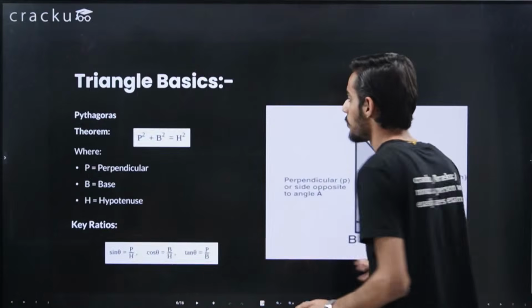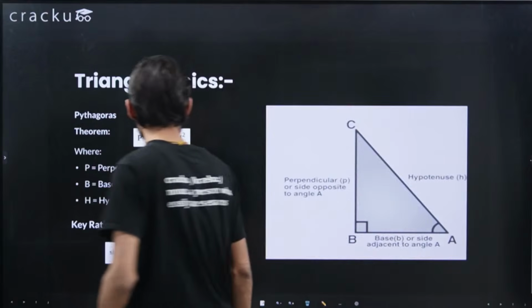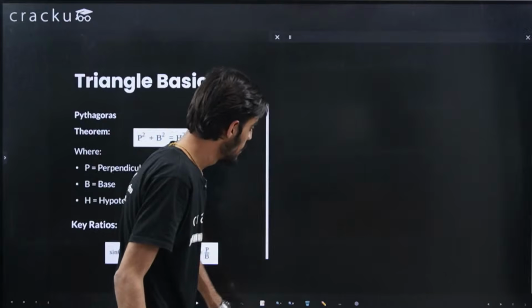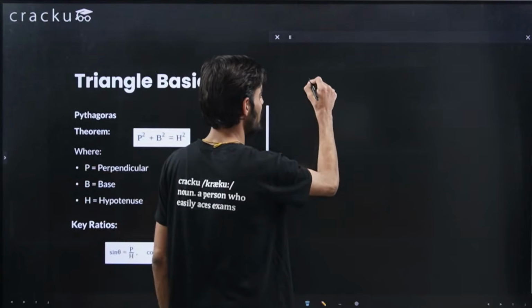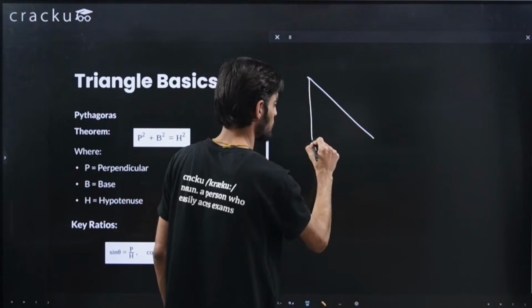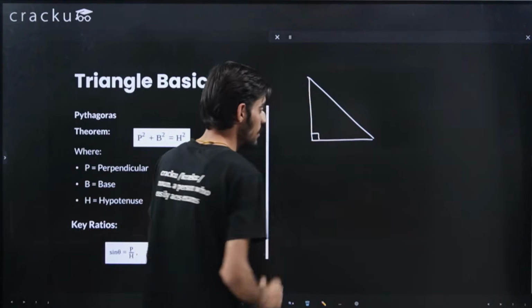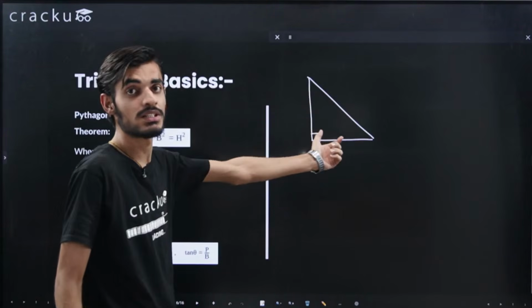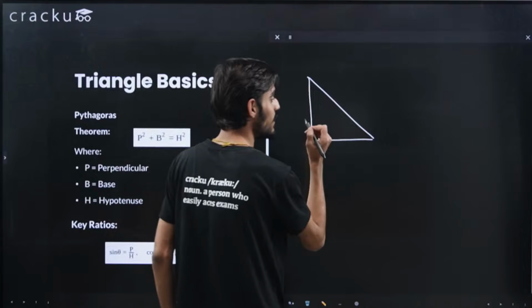So this is basically about the Pythagoras theorem. I think this is also a basic thing, but I think I should include it, so I have included it. Of course you must have studied during your school time that this is a basic triangle. If any angle of a triangle is 90 degrees, then that triangle is known as a right triangle. So this is a right triangle.